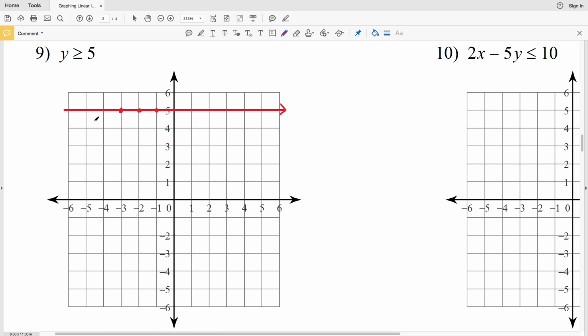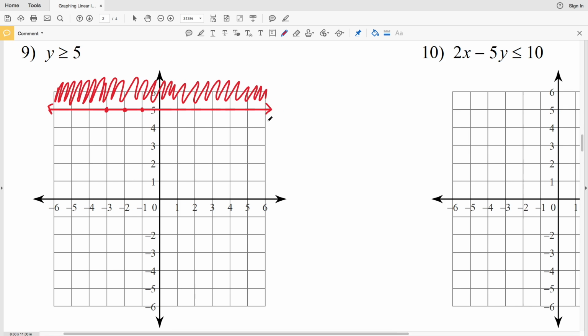Now that I've graphed my line, I need to figure out which side of the line I'm going to shade. Below the line, I have values of y that are less than 5, so I'm going to shade above the line for values that are greater than or equal to 5. Let's move on to number 10.